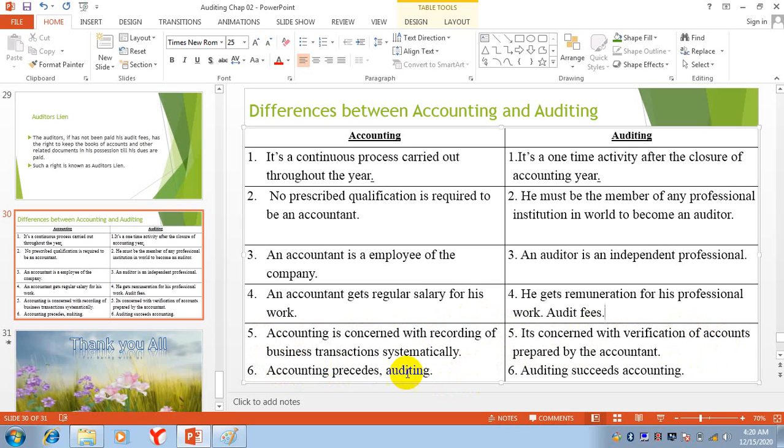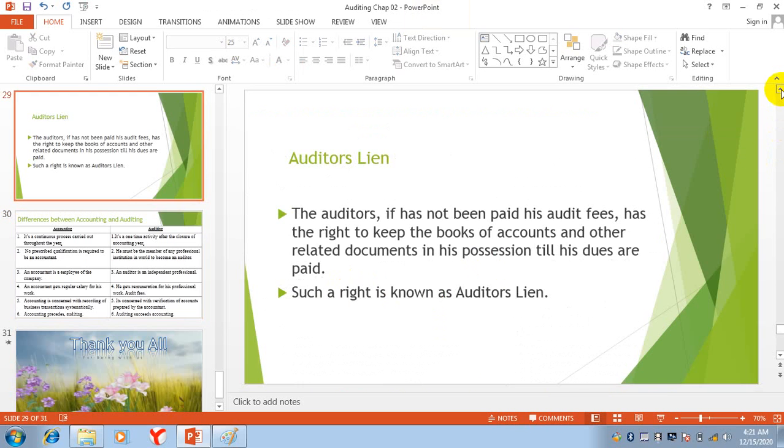Accounting precedes auditing. First there will be accounting, then there will be auditing. Precedes means that accounting comes first and auditing second. Auditing succeeds accounting, so audit is coming second and accounting is coming first. So this is the main difference between accounting and auditing.